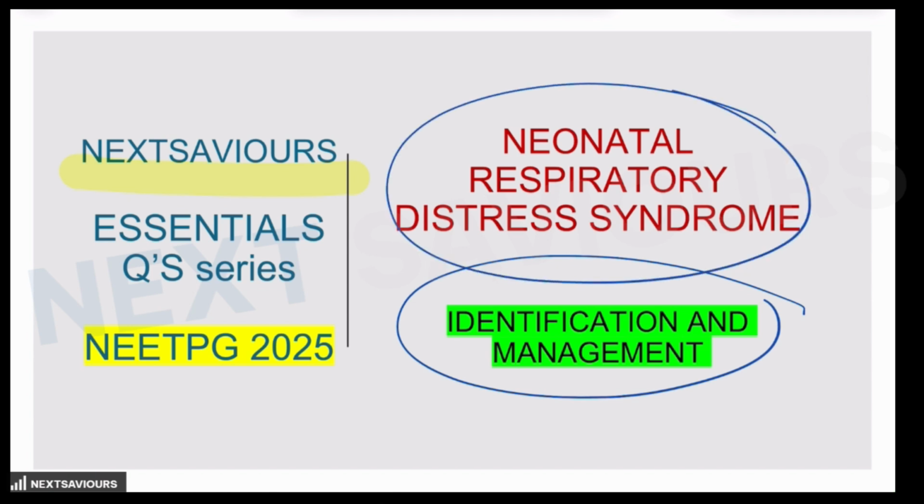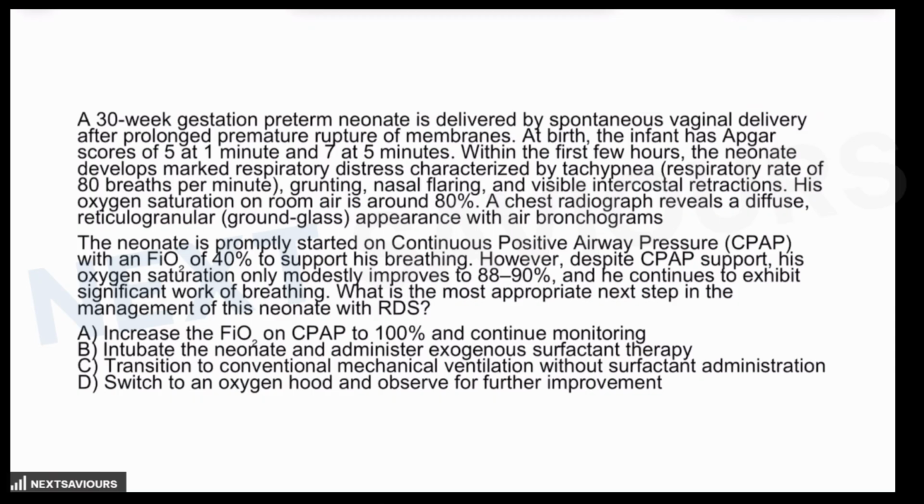Today we are going to have a discussion on the identification and management of a very important condition, that is neonatal respiratory distress syndrome. So, starting obviously with the question first: a 30-week gestation preterm neonate is delivered by a spontaneous vaginal delivery after prolonged premature rupture of the membranes. At birth, the infant has an Apgar score of 5 at 1 minute and 7 at 5 minutes.